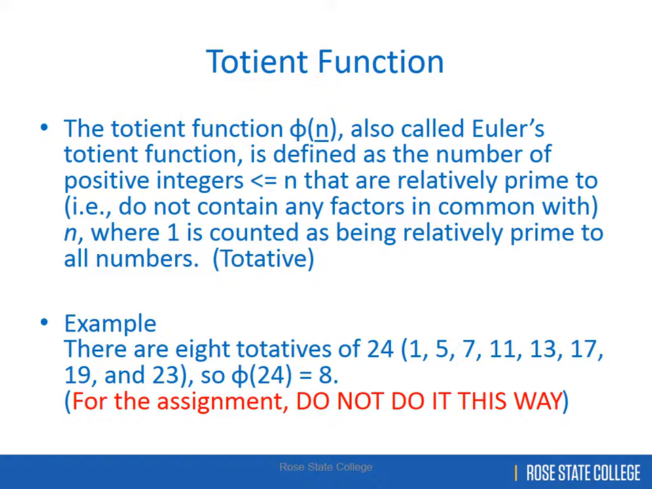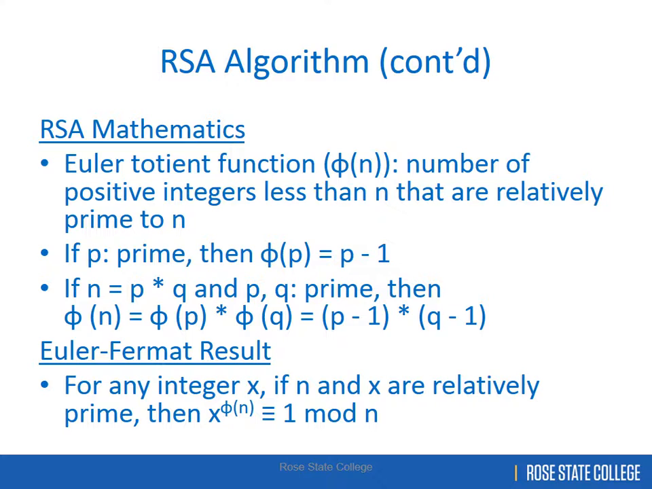Okay, how do you calculate the totient of n? Does anyone remember? P minus 1 times q minus 1. P minus 1 times q minus 1 is the totient of n. Don't do it the other way. For my assignment, do it the way I told you. I just added this so you get an idea where the totient of n comes from. I added the red today so y'all wouldn't mess that one up. So the mathematics: the totient function is the number of positive integers less than n that are relatively prime to n. We know that. If p is prime, then the totient of p is p minus 1.